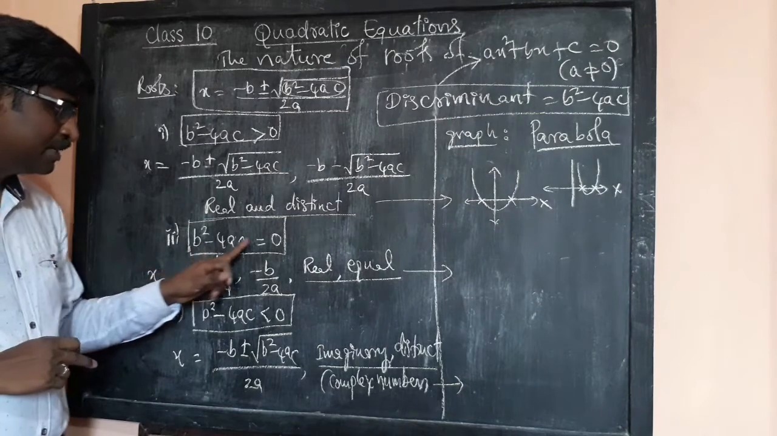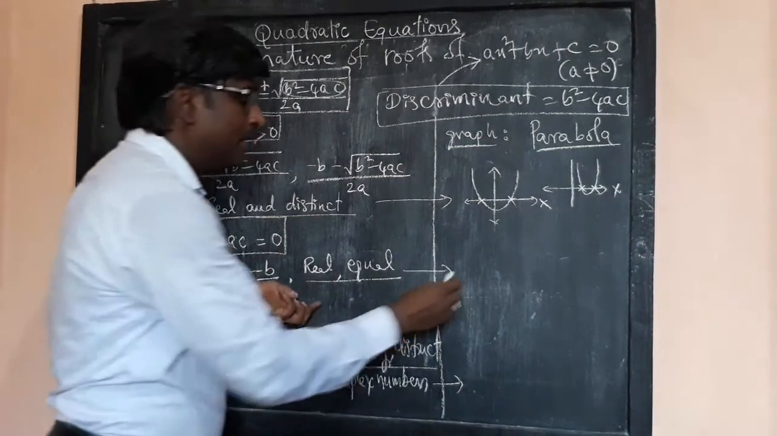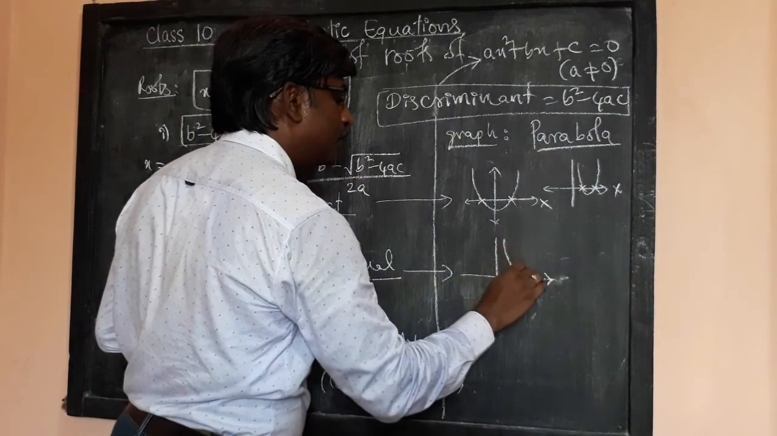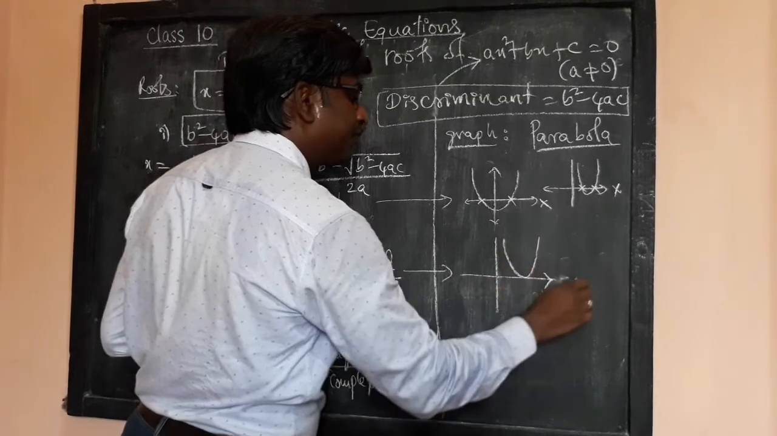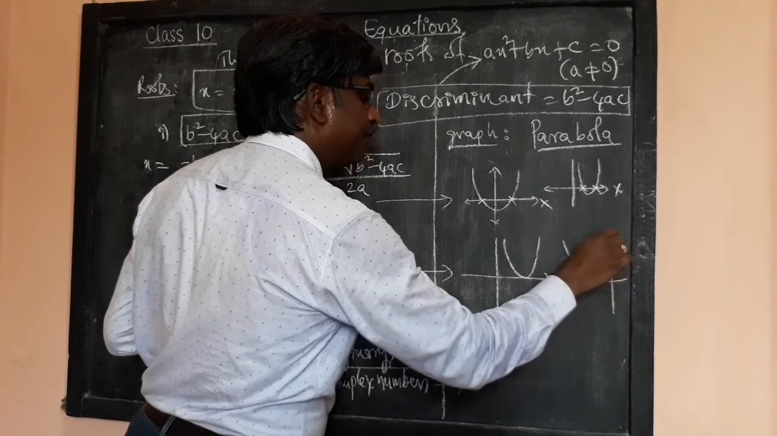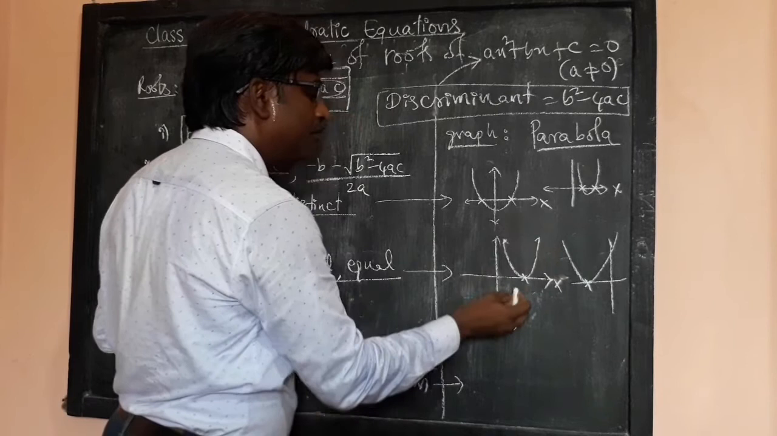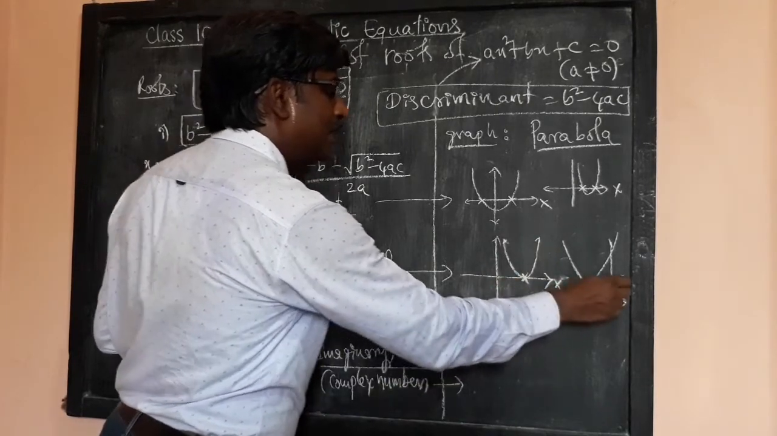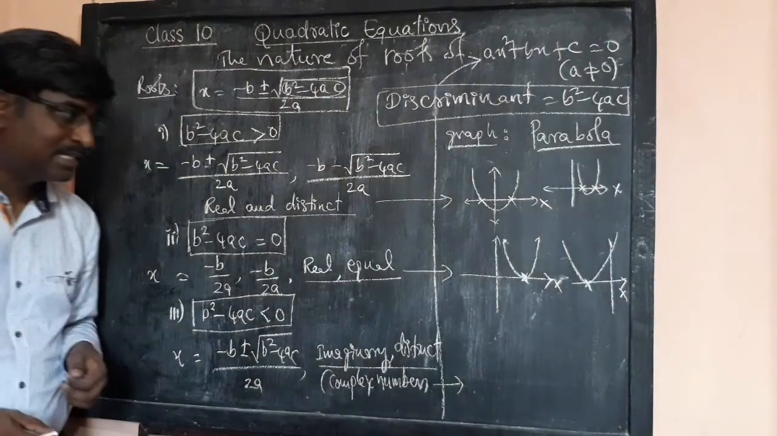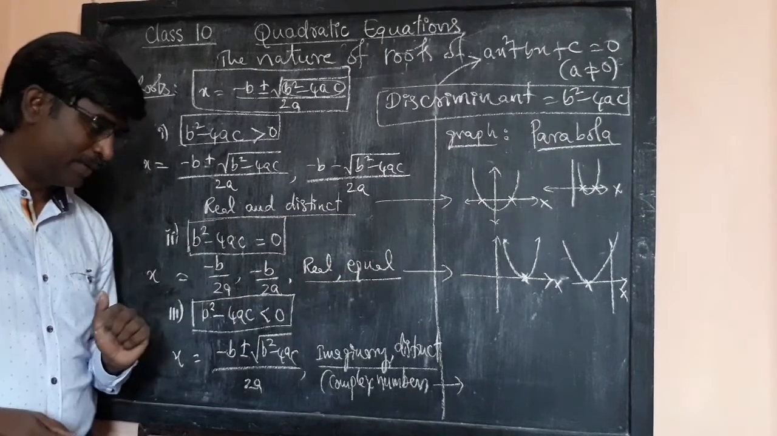When b square minus 4ac is equal to 0, then roots are real and equal. According to this nature, the graph may be either like this or like this. That means here the parabola will touch the x-axis at a single point, because roots are real and equal.